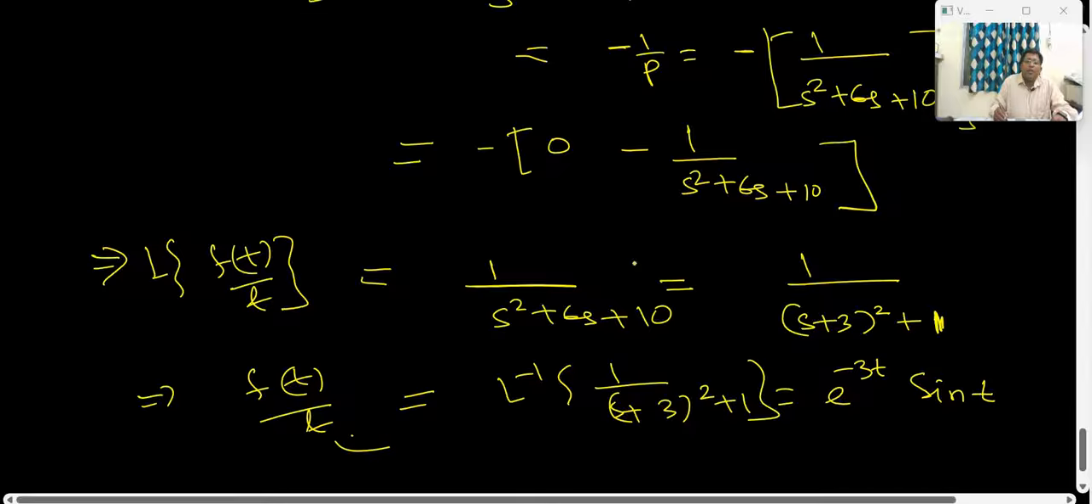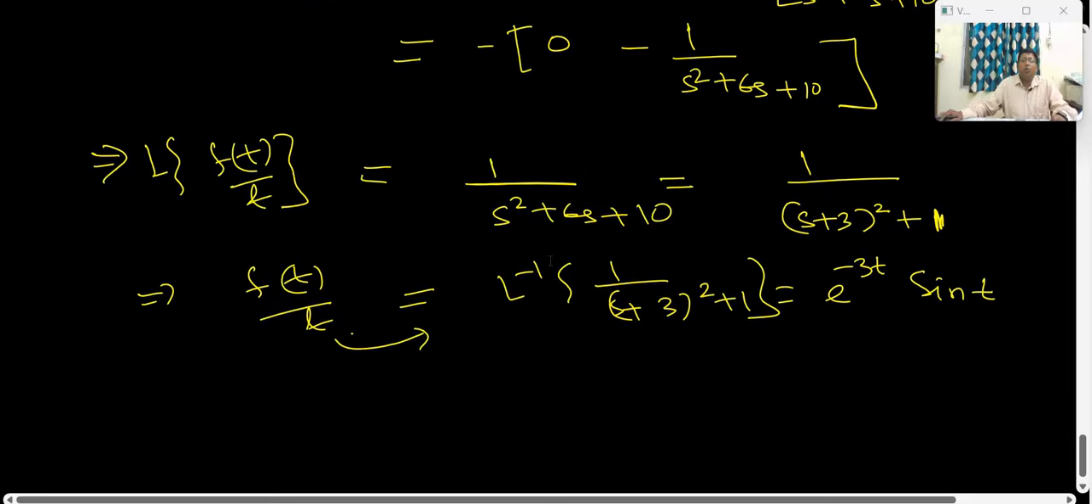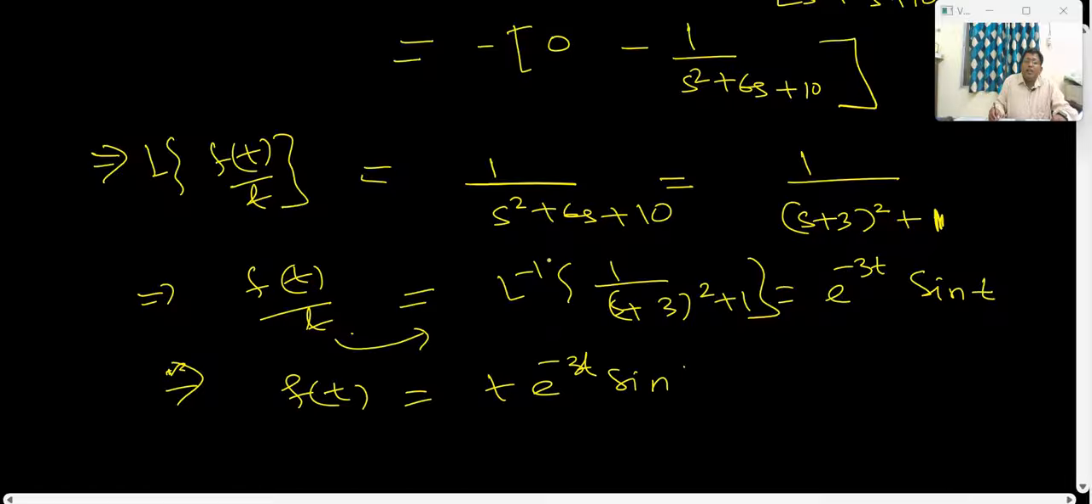Now this t is multiplied here. So therefore, what is your f(t)? f(t) is t e to the power minus 3t sin t. Clear? So this is your answer.